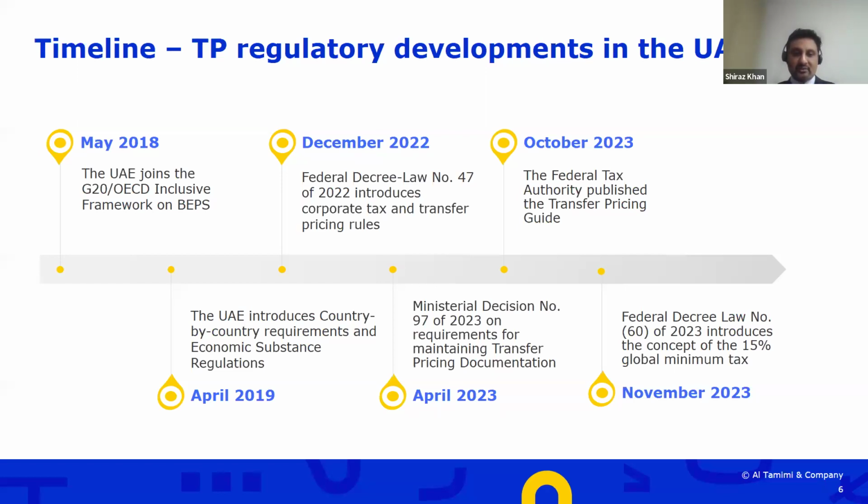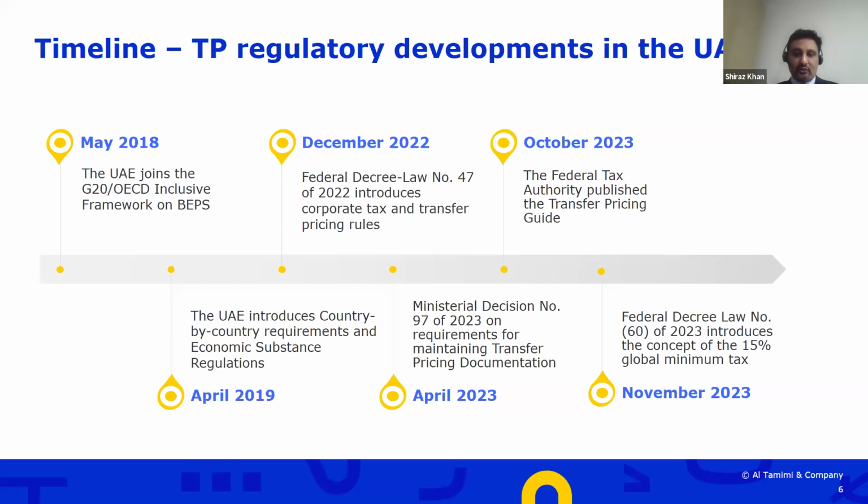And also the economic substance regulations, which were in response to the UAE's blacklisting by the EU. Essentially, the economic substance regulations require you to comply with certain economic substance requirements if you undertake certain relevant activities. Then in December 2022, the corporate tax law was issued, and embedded inside the corporate tax law are transfer pricing rules.